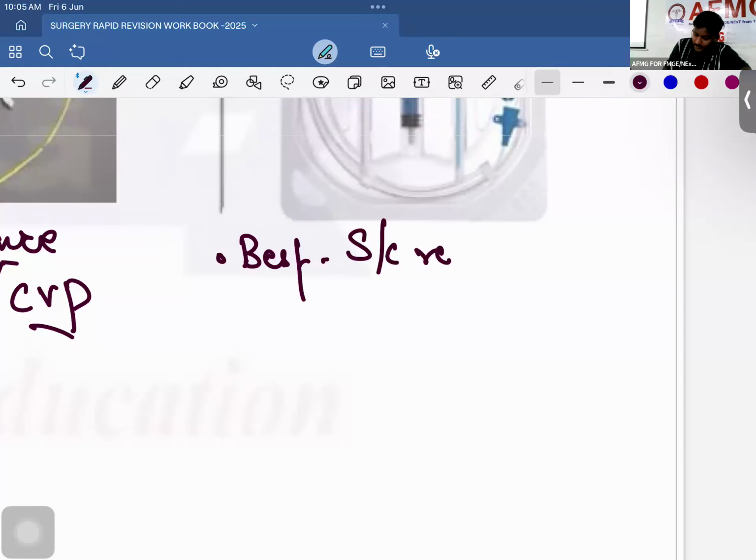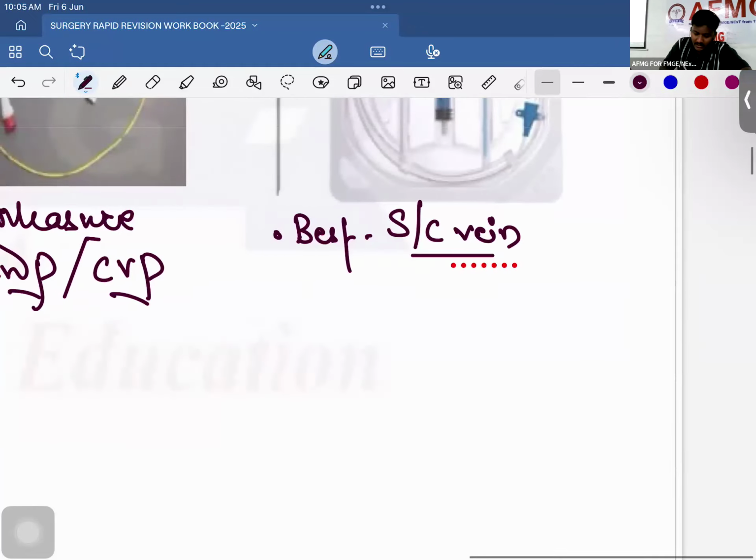So please remember beta, the best site for central line insertion is nothing else but the subclavian vein. The subclavian vein is considered the best site for central line insertion. What is the side effect associated with this? Pneumothorax. If the needle goes too deep, the patient will have a risk of pneumothorax.